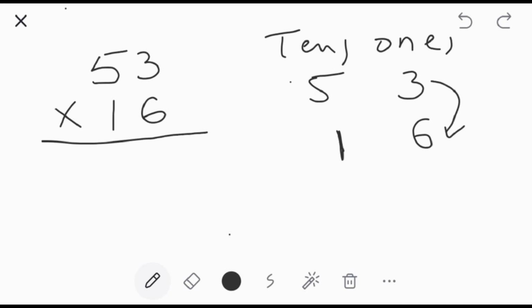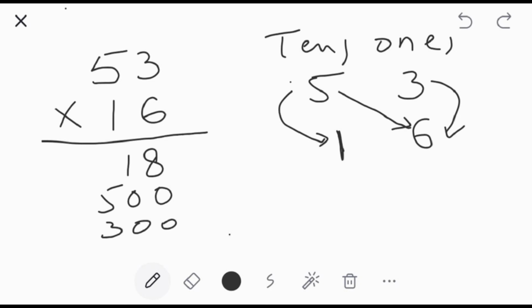Now we're going to multiply 3 with the 6 as ones. 3 sixes are 18. We are going to write on top, and 5 tens multiplied by 1 tens. So 50 times 10 is going to give me 500. Now we're going to multiply it crosswise. So 5 tens times 6 ones. So 50 times 6 is going to give me 300. Okay, so one more. 10 times 3 is going to give me 30.